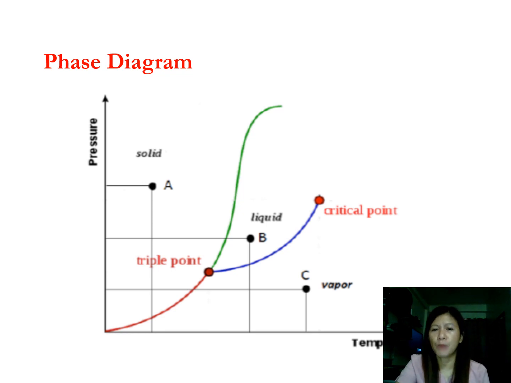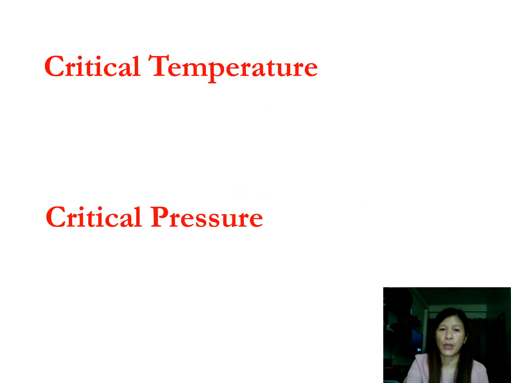Ito naman pong critical point. So itong line po from the triple point at yung green na yon, yun naman po yung boundary or demarcation between the solid and the liquid state. From the liquid state to the gaseous state, ang boundary naman po nila ay yung blue. The critical point terminates the transformation of liquid to gas. That's the highest possible temperature that the liquid can exist as liquid. So we call that the critical point.